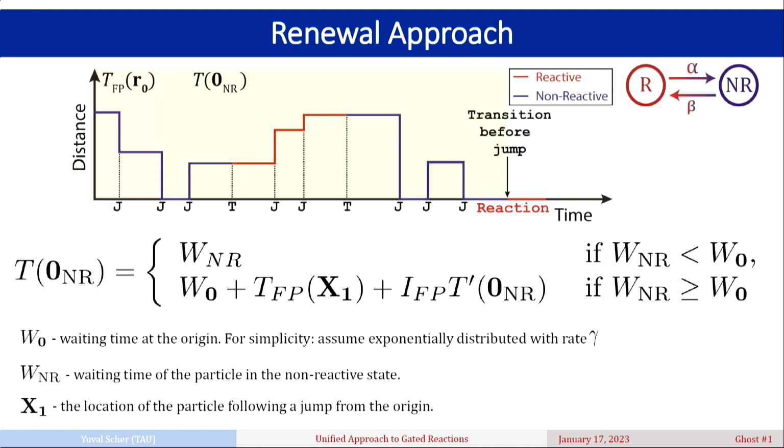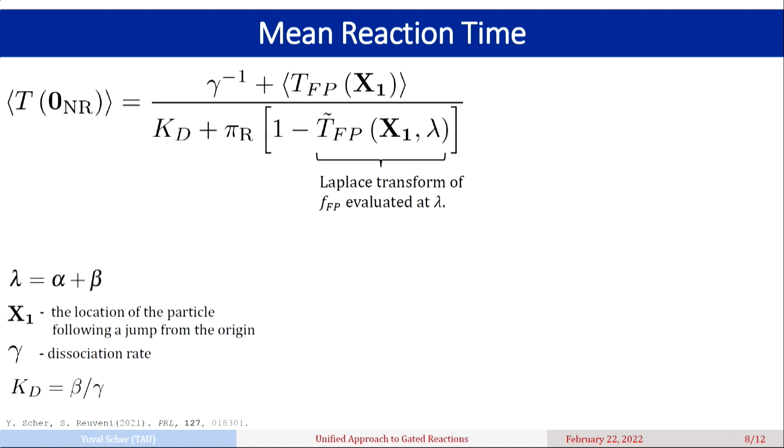So taking the mean of this renewal equation and the Laplace transform, we can get all the quantities that we want. So I will just show you the results, and we will not do it together. For the mean: if I started at 0 in the non-reactive state, how much time will it take me to react in this gated reaction? And that is the equation. I want you to notice two things.